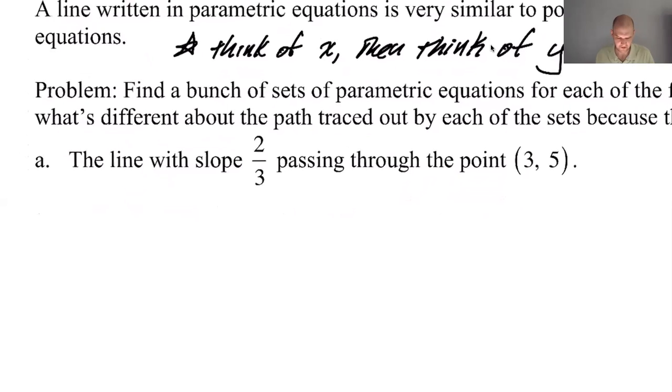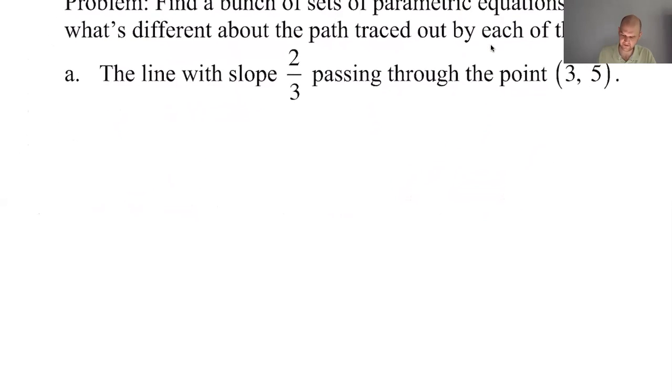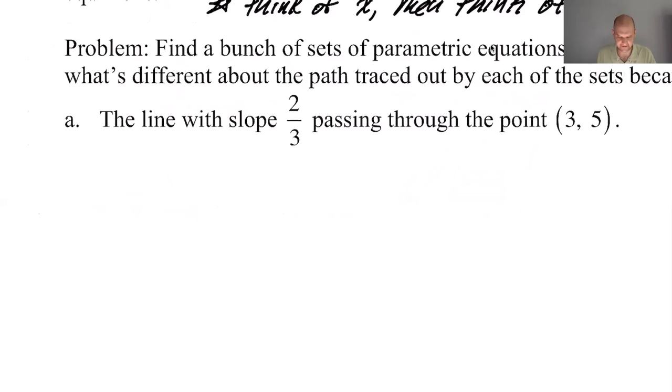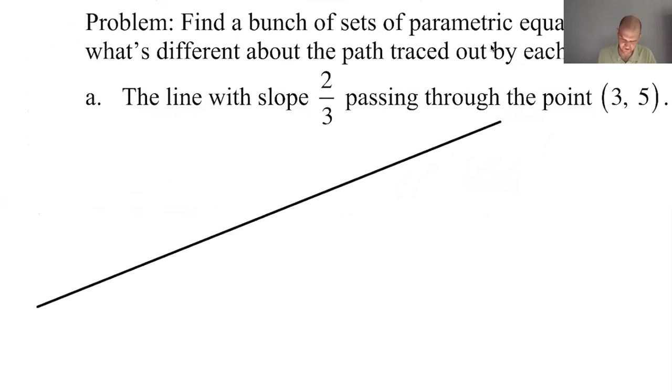But look, we want a line with a slope of 2/3 passing through the point 3, 5, right? So what I'm going to do is just sketch a line, a line with a slope of 2/3 passing through the point 3,5. So I'm going to put the point 3,5 right here.